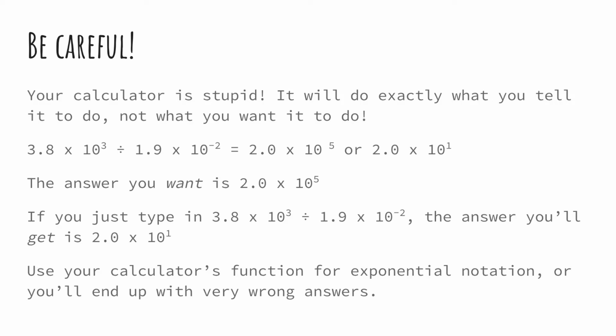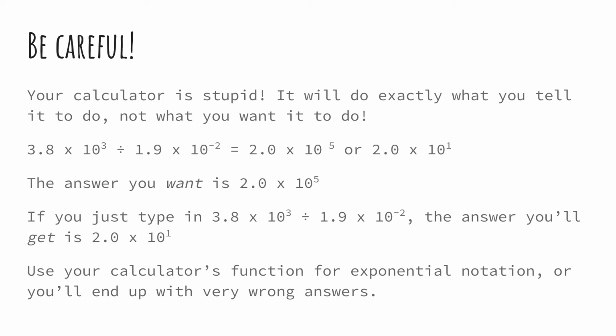And that's wrong. Okay? The reason is, what your calculator will do is it will multiply 3.8 by 10 to the third. Then it will divide that by 1.9. Then it will multiply that by 10 to the negative second. What you wanted was 3.8 multiplied by 10 to the third, and 1.9 multiplied by 10 to the negative second. Then the first number divided by the second. So, either get good with using parentheses, or get good at using the exponential notation on your calculator.